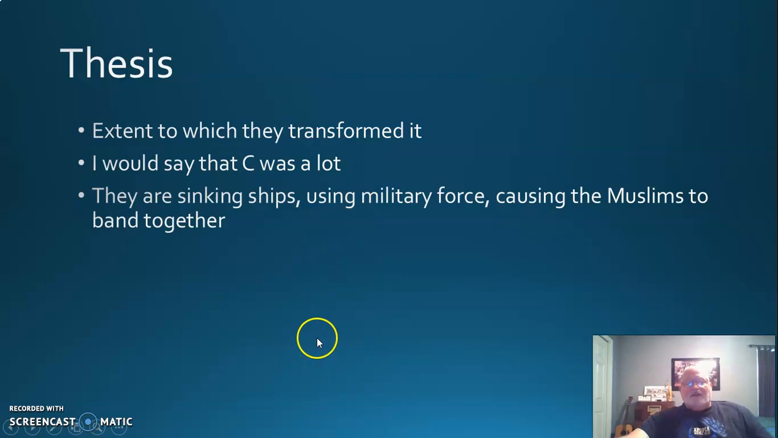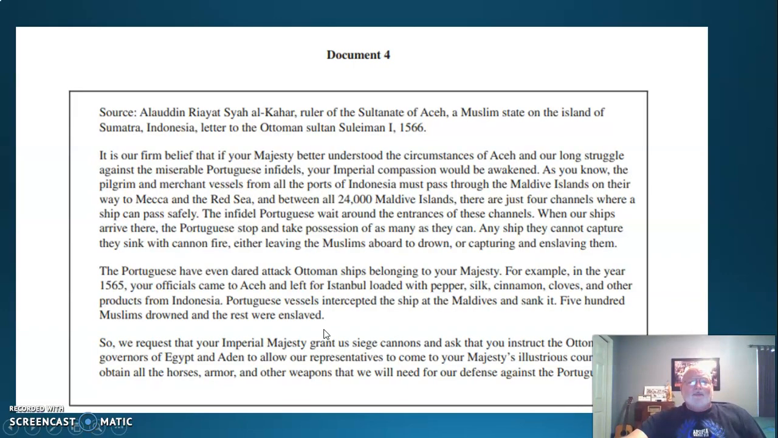Okay. So anyway, I'm not going to show you my thesis because I didn't really write one, but I would say something like what I said now. Here's the document, and this is a Muslim leader who is talking to Suleiman, who I assume is Suleiman the Magnificent. Now remember, in your analysis you can talk about this, and you should, but in your outside evidence, it's got to be stuff that's not here.